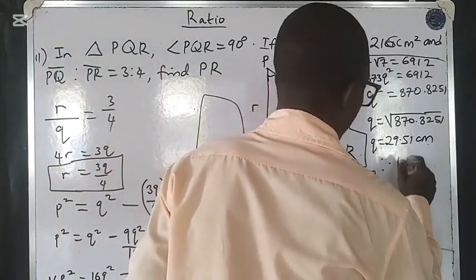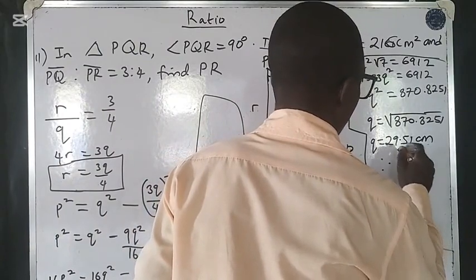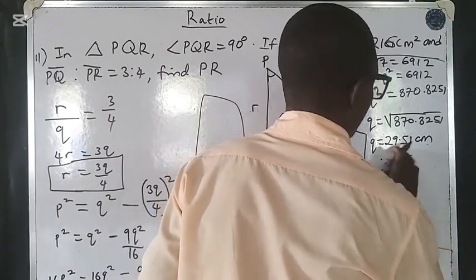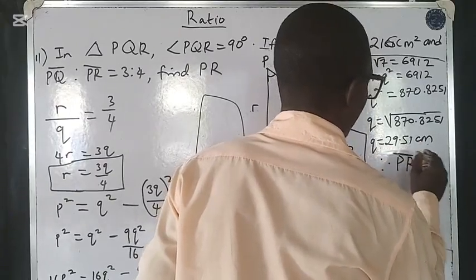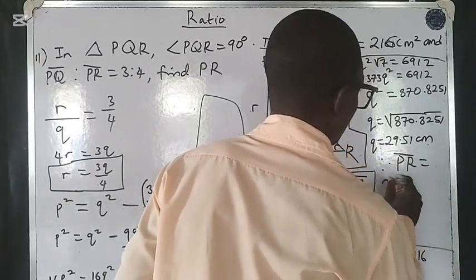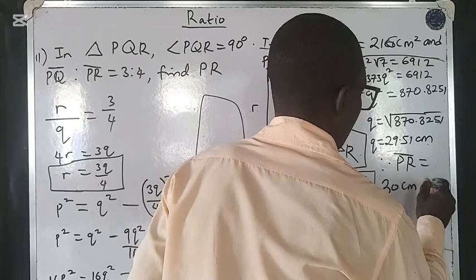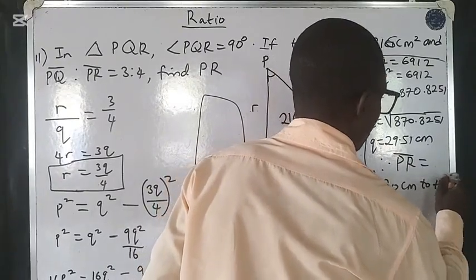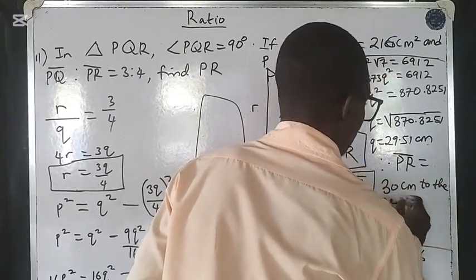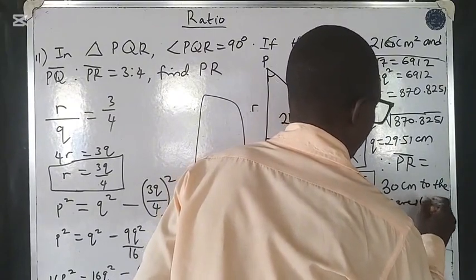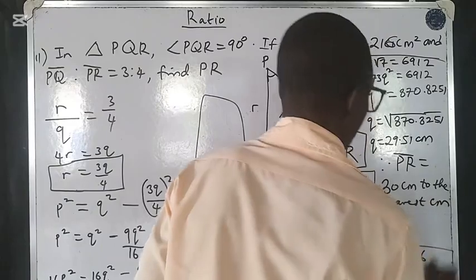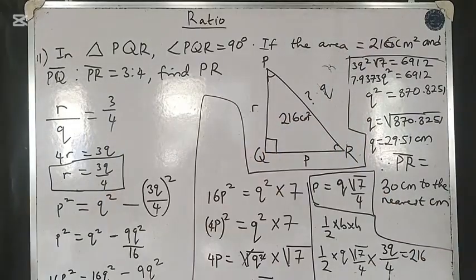Therefore, side PR equals 30 centimeter to the nearest centimeter. We can move to the next one.